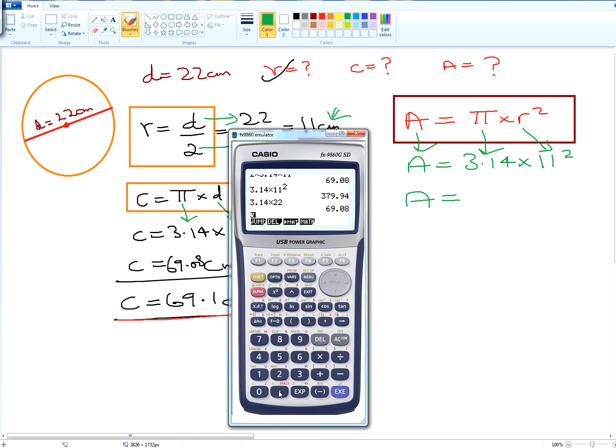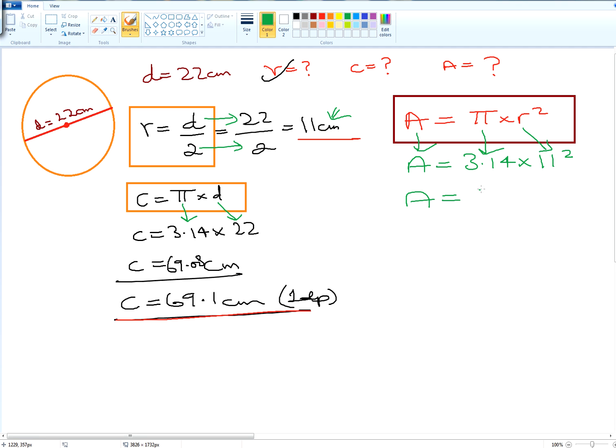So 3.14 times by 11 squared. So I get an answer 379 point. Remember, we're going to round up to one decimal place, not two. So you put the line over here. We look at the decider digit, which is less than 5. So we say the area is equal to 379.9 centimeters squared.